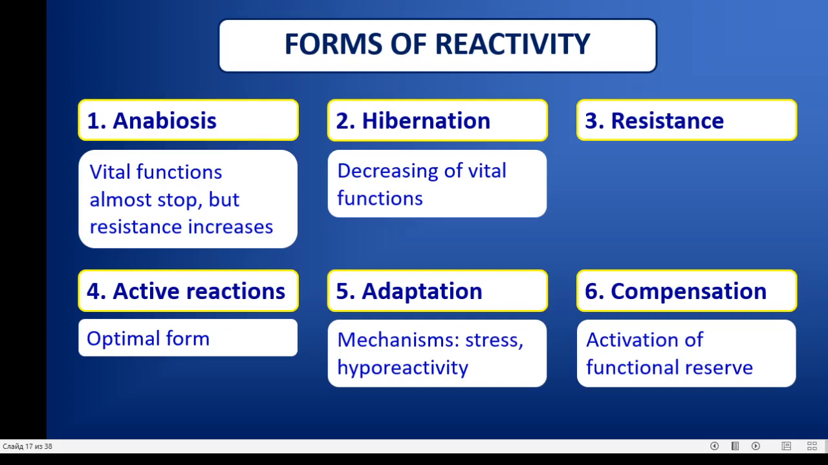One variant, anabiosis: vital function almost stopped, but resistance increased. Two form, hibernation: decreasing of vital functions. Three form is resistance. Four form is active reactions, optimal form. Five form is adaptation. Mechanism, example: stress, hyperreactivity. Sixth form is compensation, reactivation of functional reservoir.